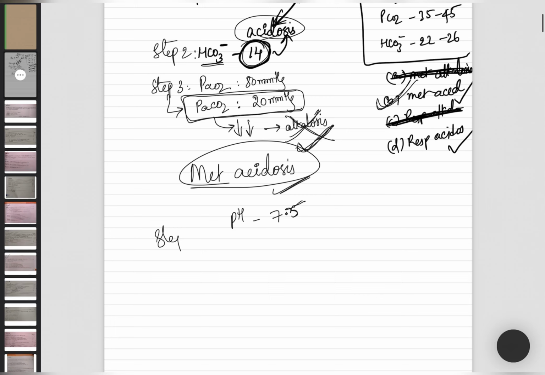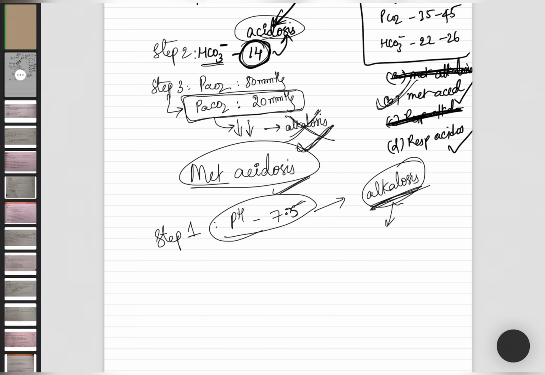In the second example, we are taking pH as 7.5. So depending upon step 1, what we have decided is alkalosis. No matter what PaCO2 is, no matter what compensation is, ultimately pH only will decide whether it is alkalosis or acidosis. So here it is alkalosis. So two options are already eliminated. Now we have to identify if it is respiratory alkalosis or metabolic alkalosis. For that, step 2, what we have to do? We have to observe bicarb.